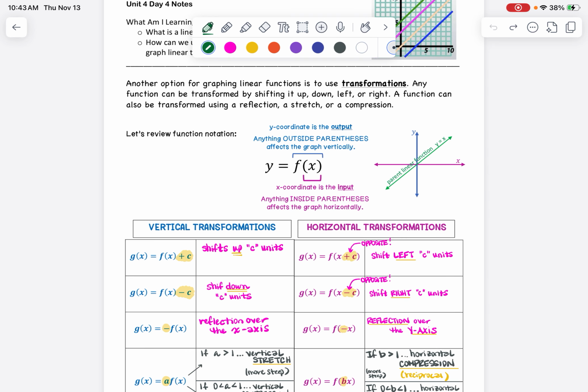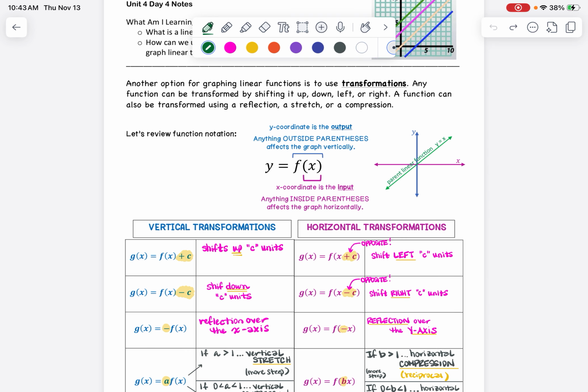All right, so I'm going to hop out of here. I'm going to go back to our notes for Unit 7, and here we go. All right, so Unit 7, Day 4. All right, we're going to determine transformations on the parent quadratic function.